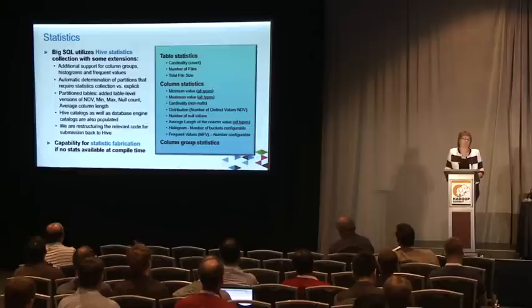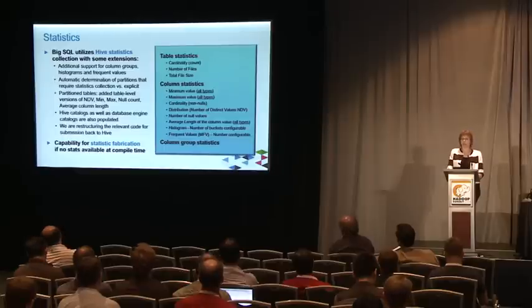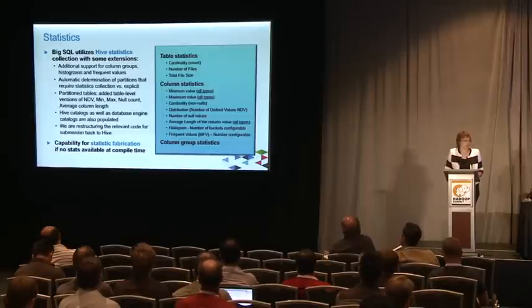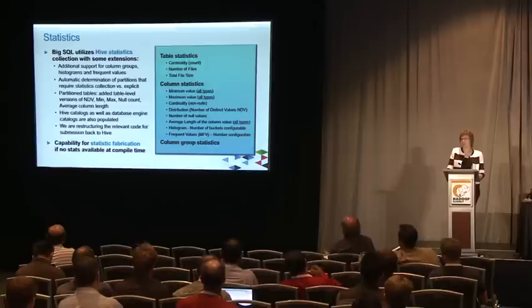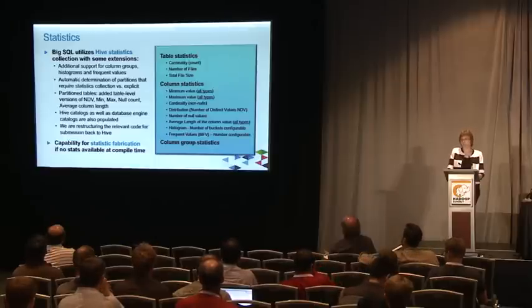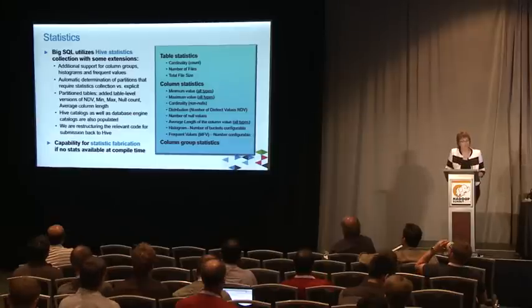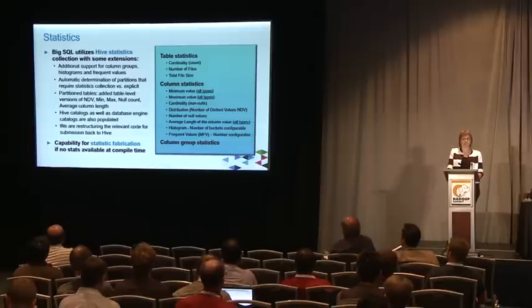Also, we have automatic determination of which partitions we need to collect statistics for. In Hive, you have to specify which partition you want to collect statistics on. We do that work for you. So you only have to specify that you want statistics, and we will determine which partitions we need to get those statistics for. We added table-level versions of some values that are normally done at the partition level, such as min, max, null count, and others. And we also extended the number of data types for which we collect information like maximum value, minimum value, and the length of column values in column statistics.